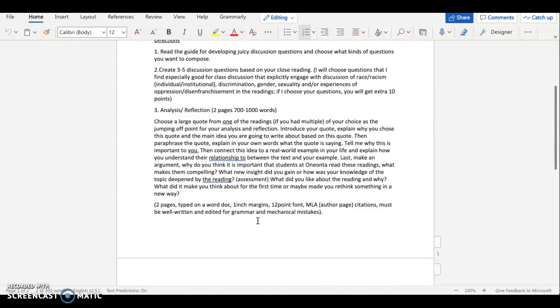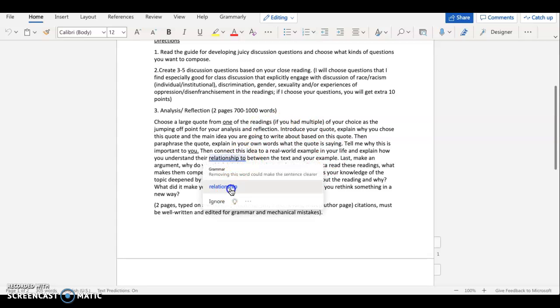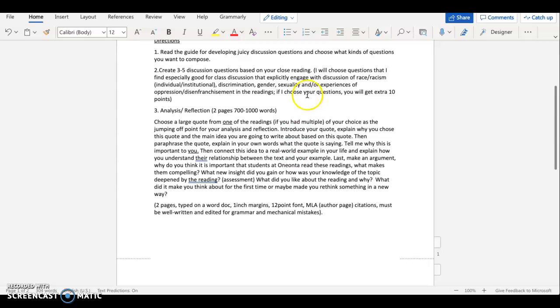The second part of the assignment is the analysis and reflection. And I give you specific directions about how I want it to be structured. So the first thing is I want you to choose one large quote from one of the readings. So if you have two readings, for example, the Zami chapters and then Borderlands, or the Zami chapters and Ain't I a Woman, the speech by Sojourner Truth, then choose one quote from one of the readings to start, which frames your analysis.